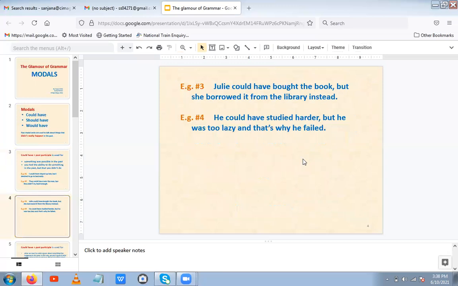Yes, read a sentence. Yes, read. Julie could have bought the book, but she borrowed it from the library instead. Make simple sentences. Julie could have stayed back in the library to read some more, but she got bored and went home.